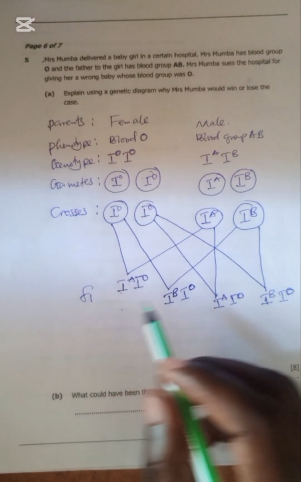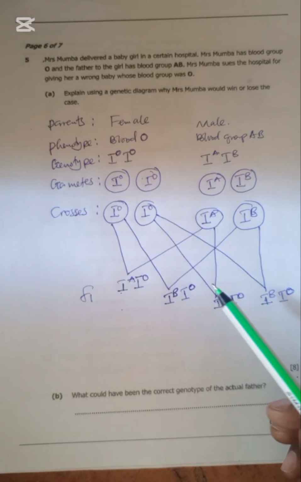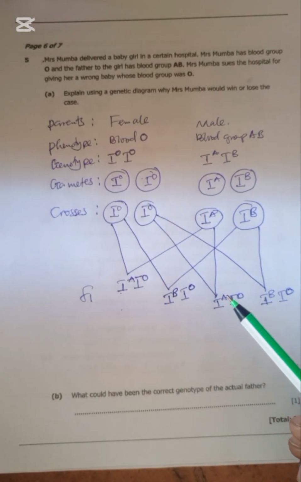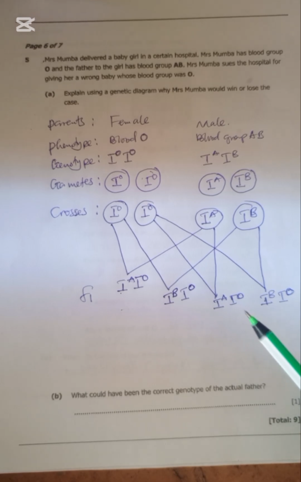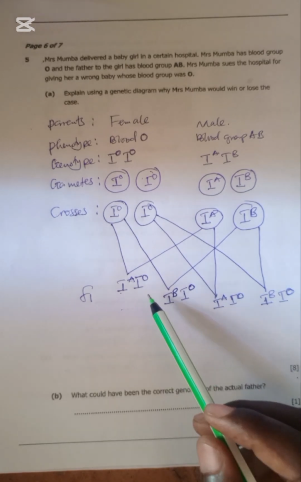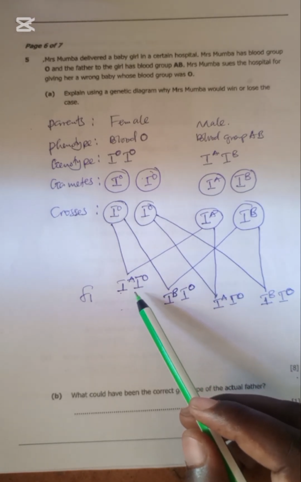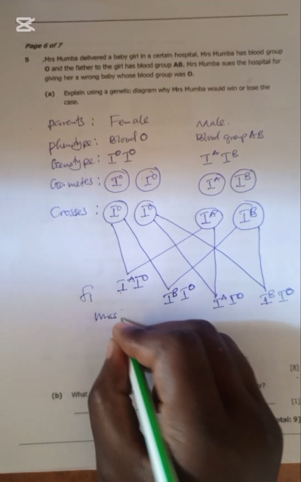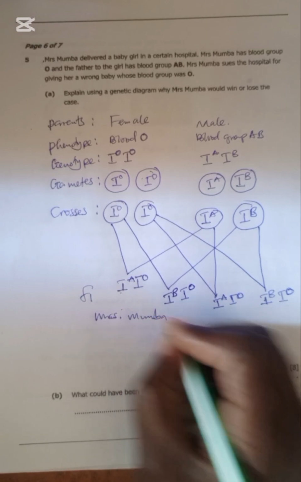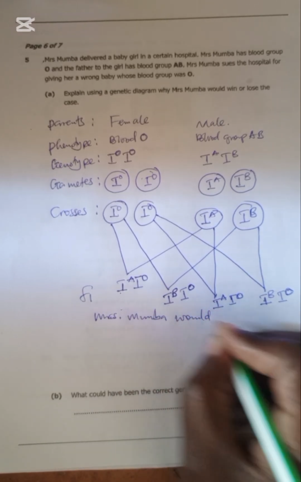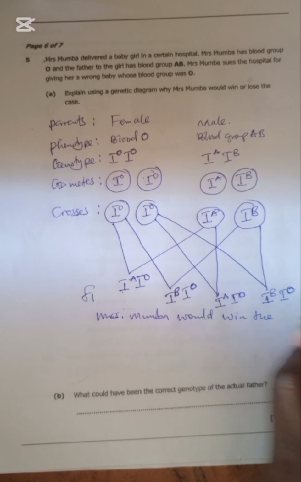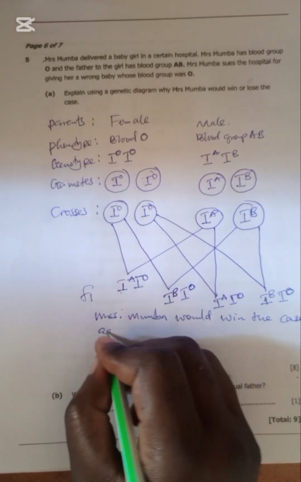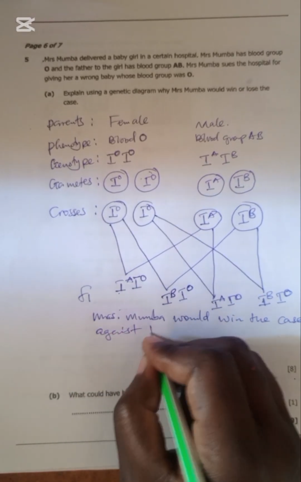So Mrs. Mumba would win the case if she sues the hospital for giving her a wrong baby, meaning that the baby that was given to Mrs. Mumba was a wrong baby, because looking at what we have here, we don't have a child that has blood group O. So therefore, Mrs. Mumba would win the case against the hospital.